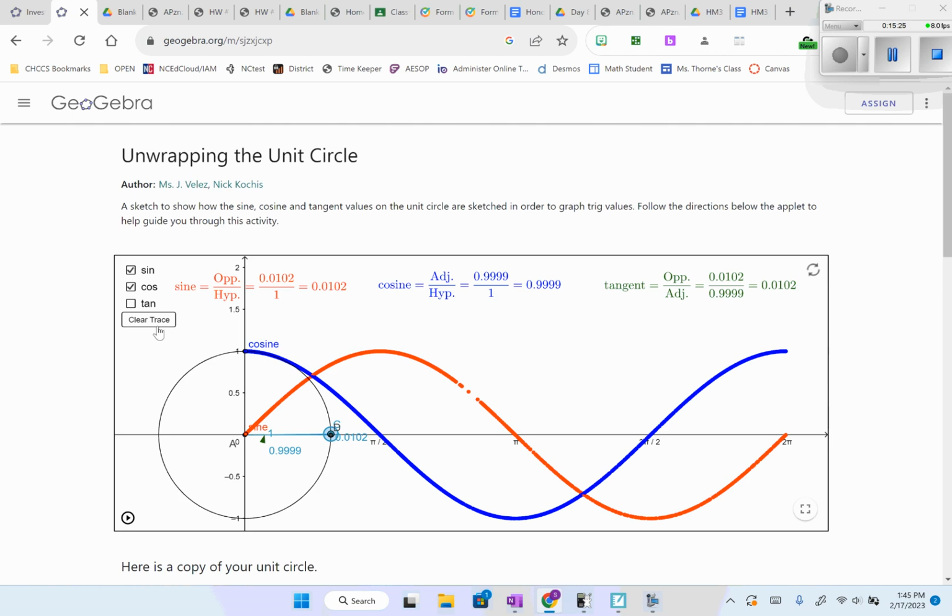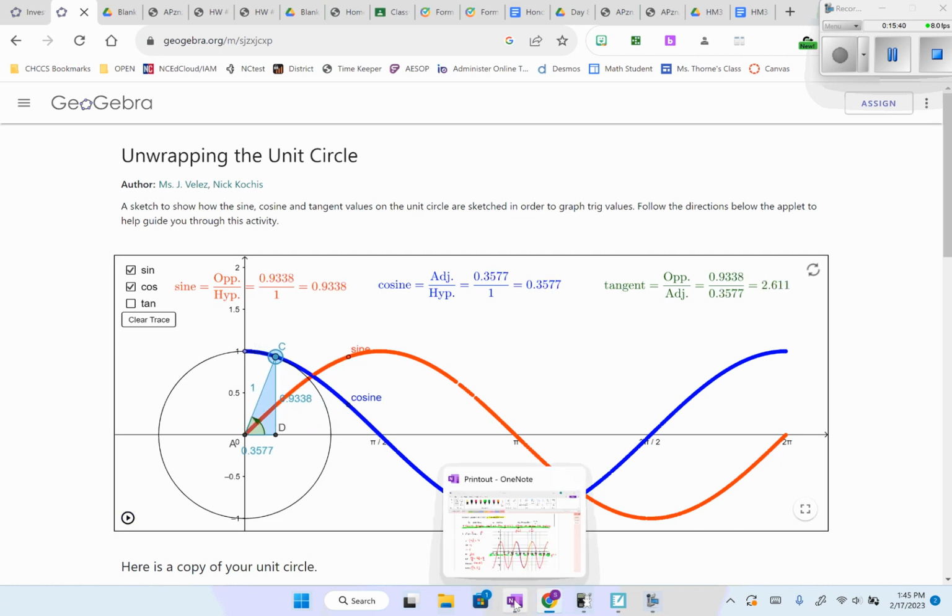And again, if we compare our sine and cosine graph, we can see that the sine graph starts at 0 and the cosine graph starts at 1. So they look very similar to each other. And that is it for our cosine graph notes for today.